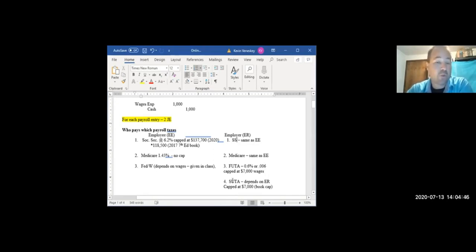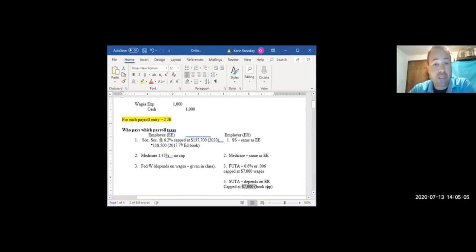And then SUTA, well, that depends on state by state, because that stands for State Unemployment Tax Act. And the book is going to tell you the cap is $7,000. In Indiana, it's a little bit higher than that. It's $9,500. But we're always going to use what the book says, and it's going to say $7,000.